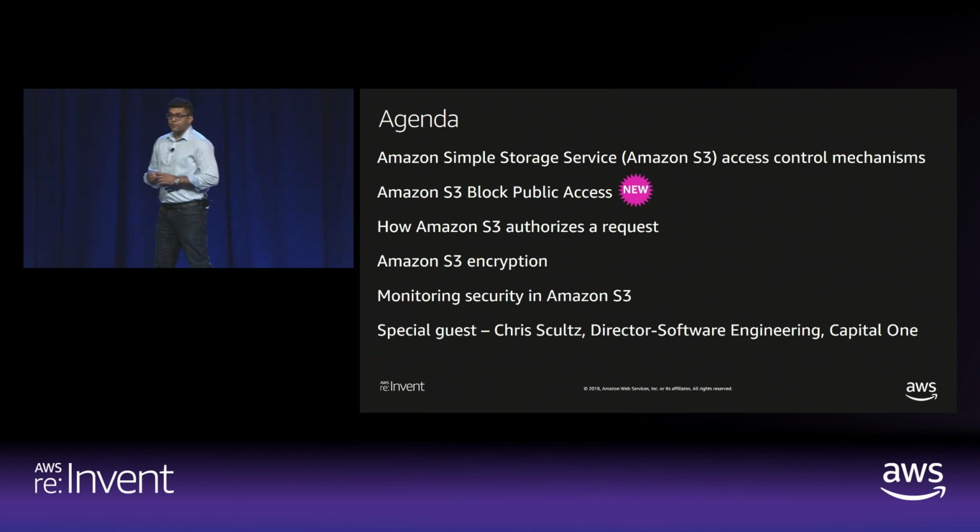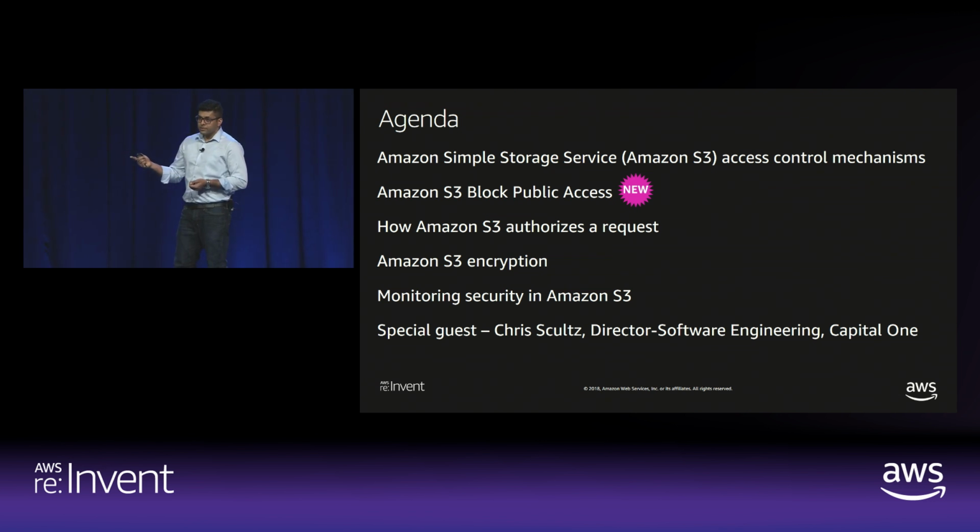So here's what you should expect from this session. We're going to talk about the basics of Amazon S3 access control mechanisms for the first 5 or 10 minutes. I'm going to set the stage with some examples. Then we're going to talk about Amazon S3 block public access. That's the new feature that we launched a few days ago. We'll go to the console. I'll show you the demo of how these settings work and how you can set them, and some failure use cases. Then we're going to talk about how Amazon S3 or AWS authorizes a request.